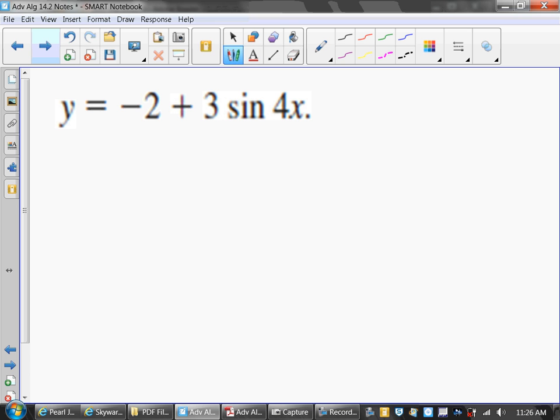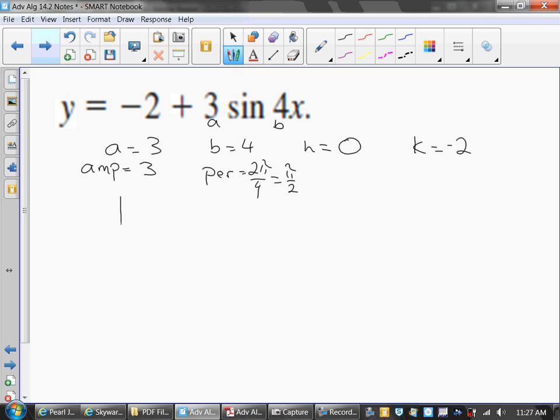Is there an h? So what is it? 0. If it's not there, what is it? 0. Okay. So here's my A, here's my B. A is 3, B is 4, H is 0, K is negative 2. I start the problem the same way. I go to my A and B to figure out my amplitude. My amplitude is 3. My period is 2 pi over 4, which is pi over 2.